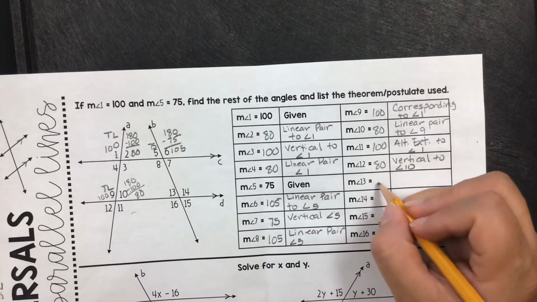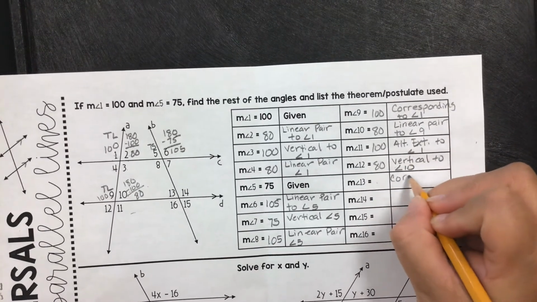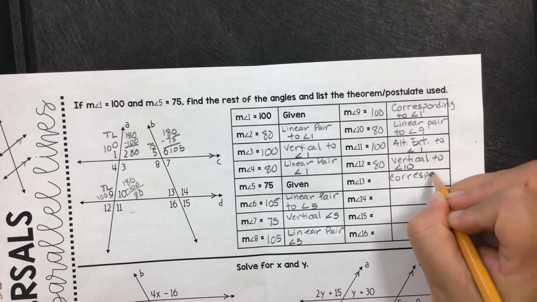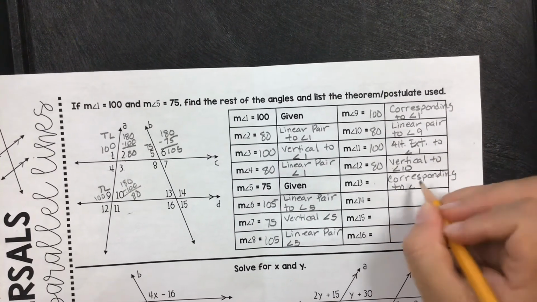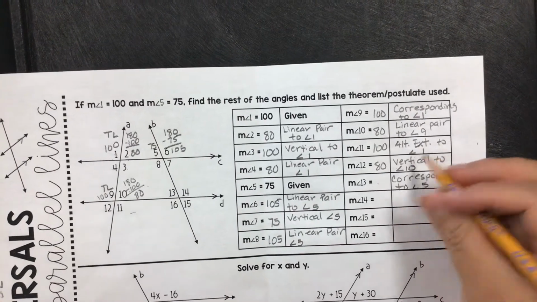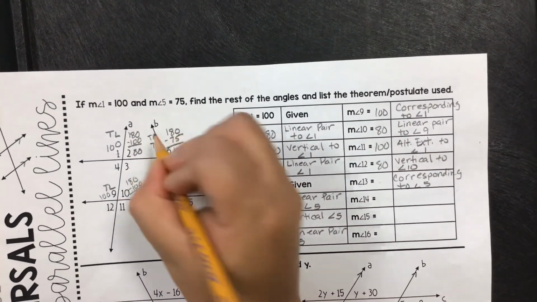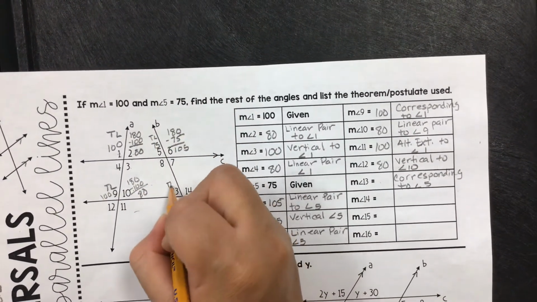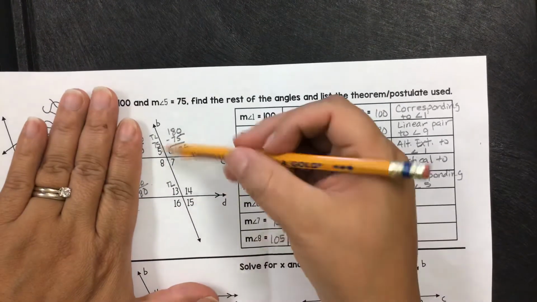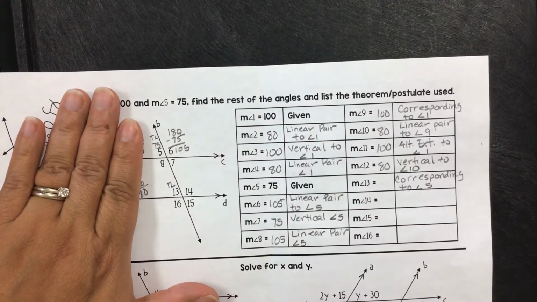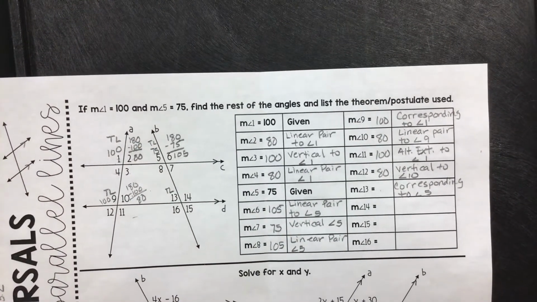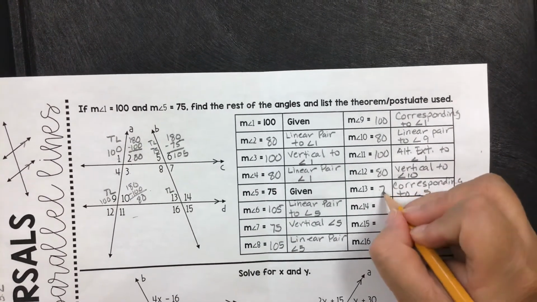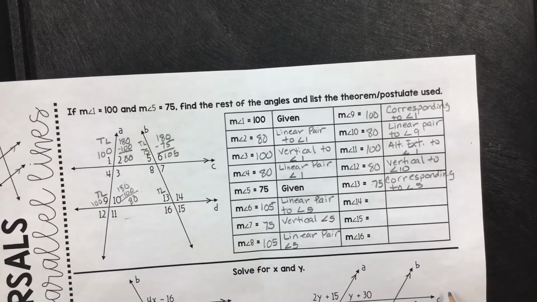13. 13 is corresponding to angle 5, because this one is top left, and this one is also top left. So you kind of ignore the other side, and you can tell by the intersections that they're top left. That means that it's 75 since they are equal.